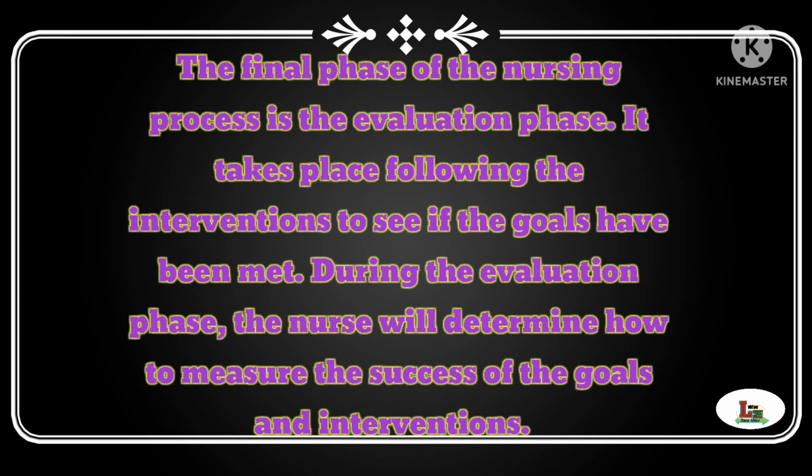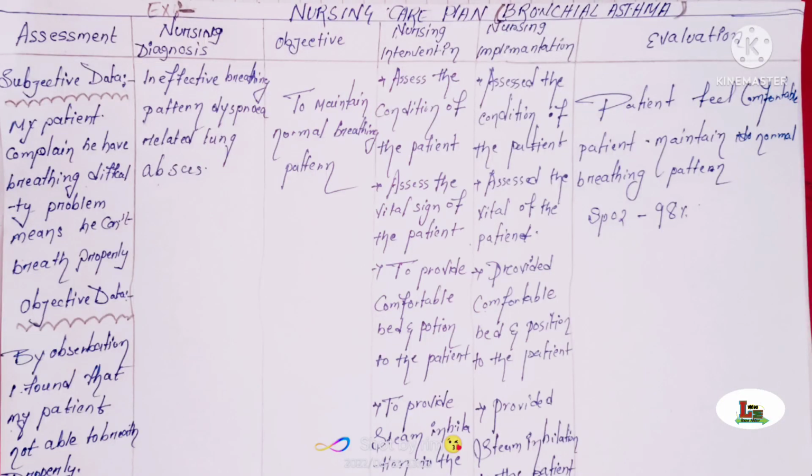And then next one is the care plan. In this care plan, first one is assessment data, and then nursing diagnosis, objective, nursing intervention, and then nursing implementation, and then last one is evaluation. In this assessment, subjective and objective data, and then diagnosis. I give a full example here, so you just check it.